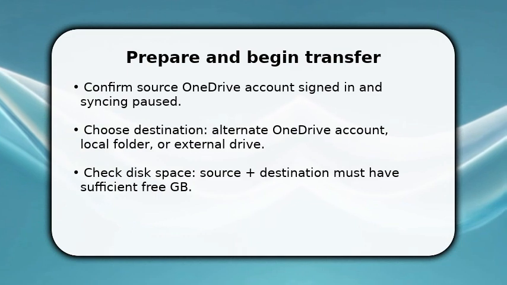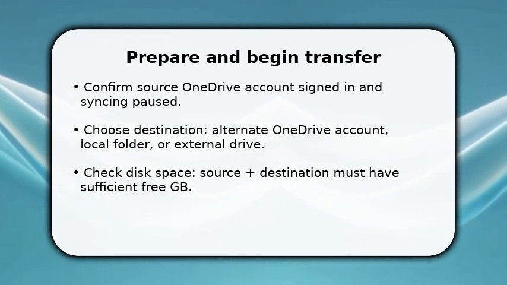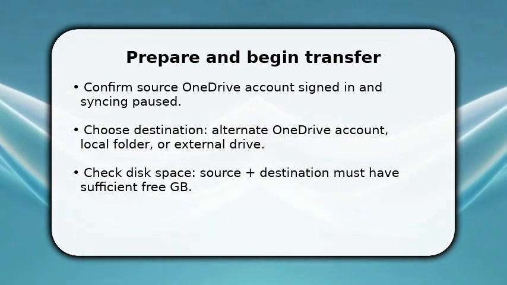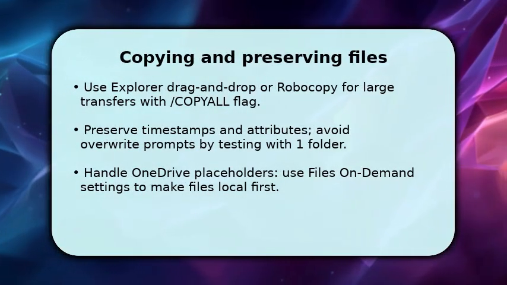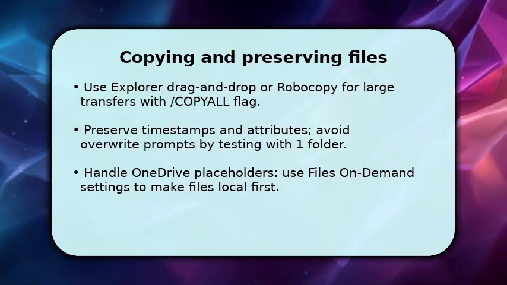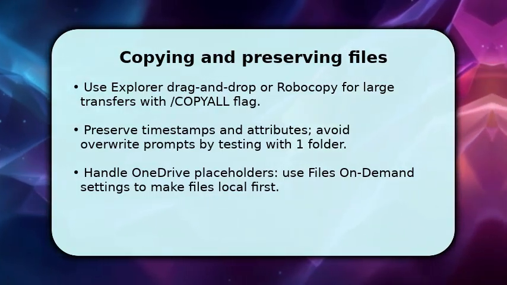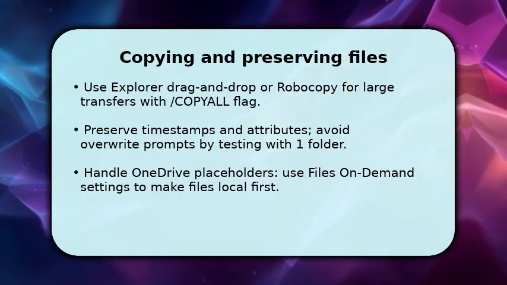Now perform the transfer. For bulk reliability, use robocopy from an elevated prompt with /mir or /copyall to mirror attributes and security. If you prefer GUI, drag folders between the two OneDrive folders in Explorer while watching progress.